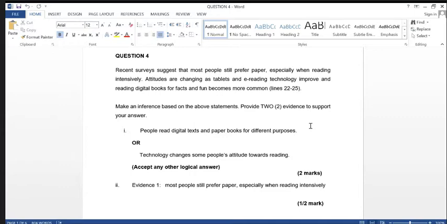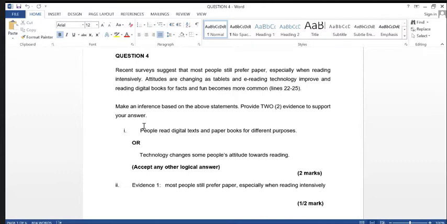Okay, what you see here, dia kata, recent survey suggests that most people still prefer paper. Okay, especially when reading intensively. Kalaulah you tulis jawapan, you inference, people like to read printed text when they read intensively, that is not inference. That is restatement. Apa tu restatement? You state idea yang sama dalam ayat yang lain dengan menggunakan perkataan yang lain. Restatement ni lah yang dipakai dalam true and false. Sekejap lagi sebab dia guna perkataan lain tapi dia maintain the original idea. Sebab tu nanti dia tanya you true ataupun false, ya.